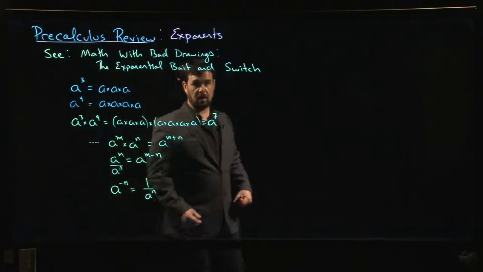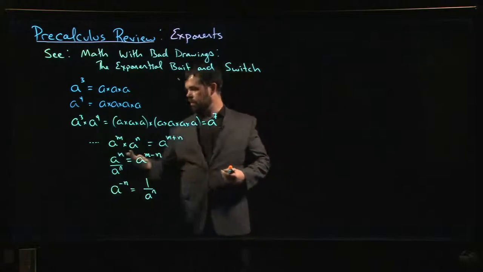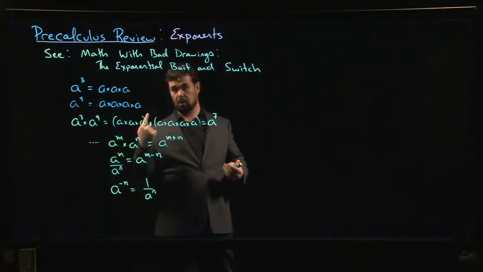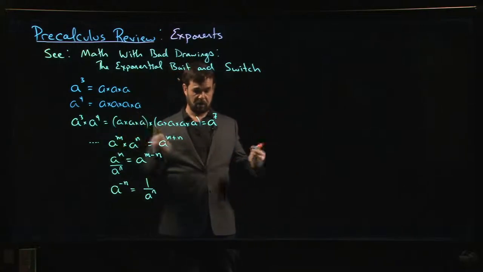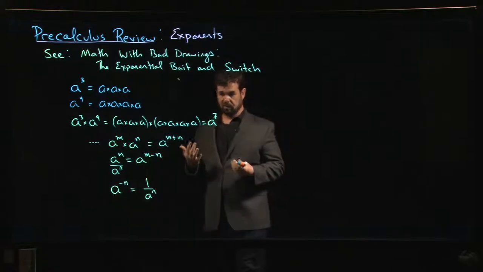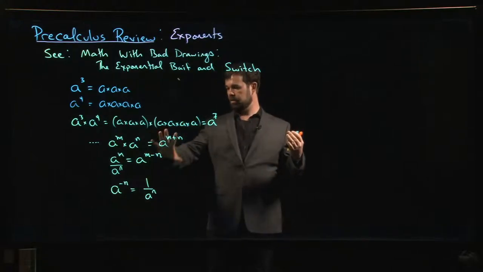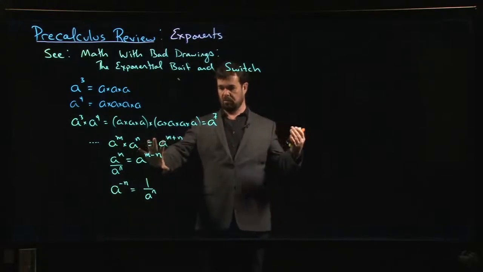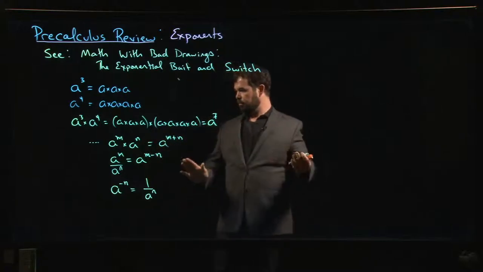So we're going to be looking at situations where maybe the base and the exponent are real numbers. They might be irrational numbers. We still need to make sense of this. And you make sense of it through the properties, right? Through the rules.